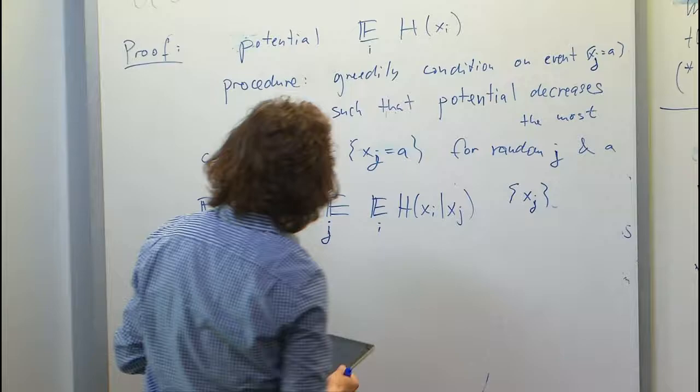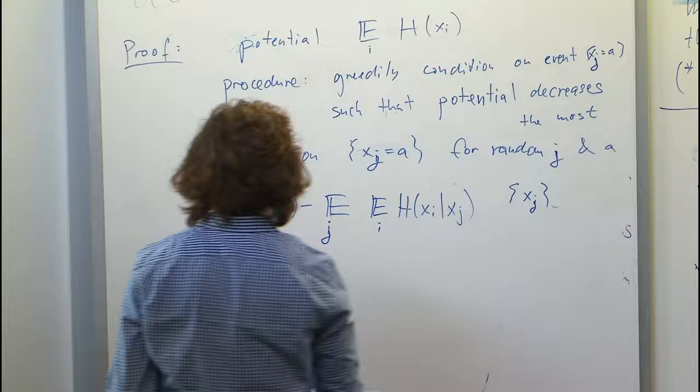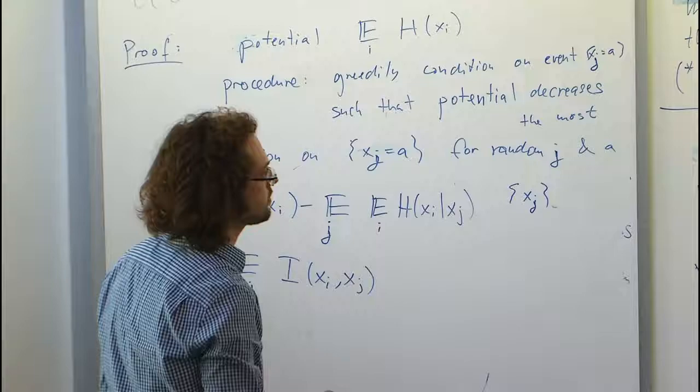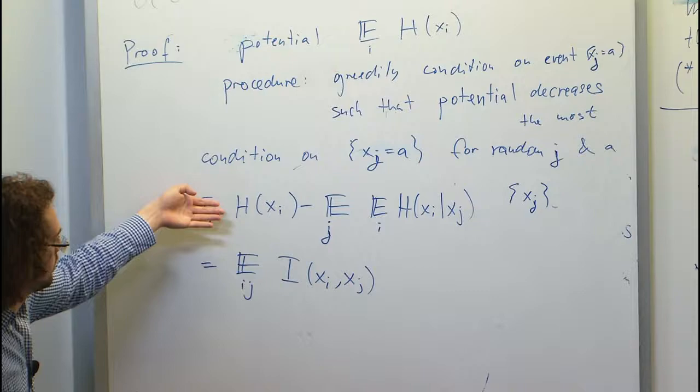And so this here is the expected potential drop if you do this randomly, and if you look at the definition of this mutual information, then this is the same as the average mutual information between pairs. And so it means that if you would condition on this kind of event for this random choice of J and A, then the expected decrease is at least that much. If you do it greedily, you will decrease at least that much.